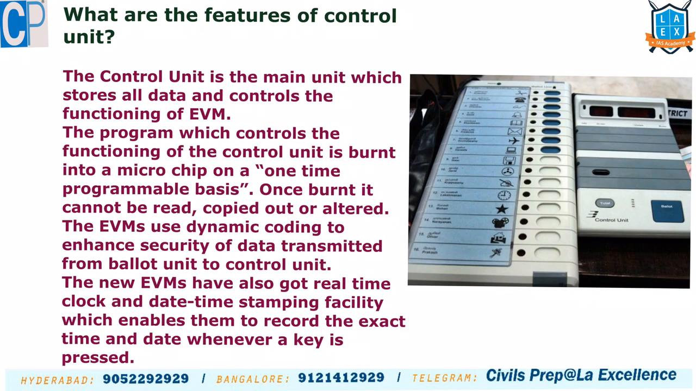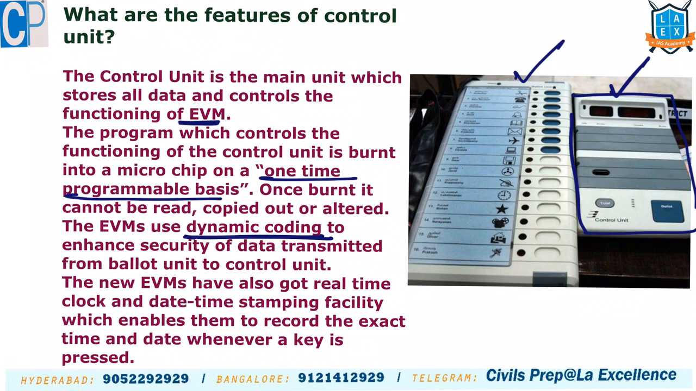As we know, EVMs have two units, the ballot unit and the control unit. What are the specific features of the control unit? This unit is the main unit that controls the entire functioning of the EVM. It has a one-time programmable chip. It means once the data or programming is done in that chip, it can't be altered. And it uses dynamic coding to enhance security.